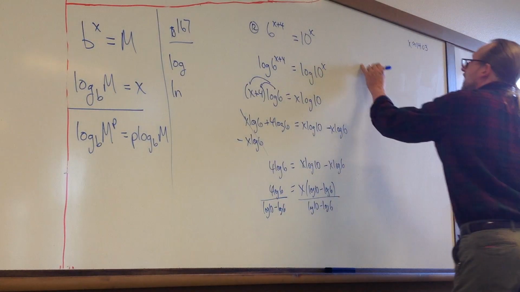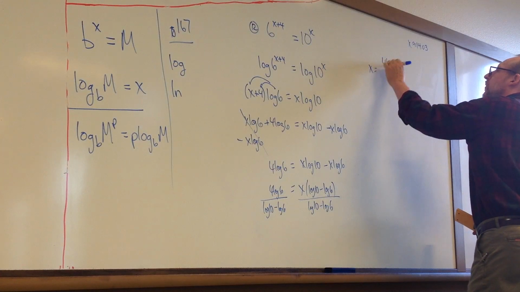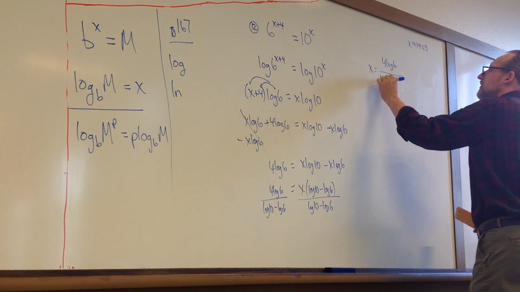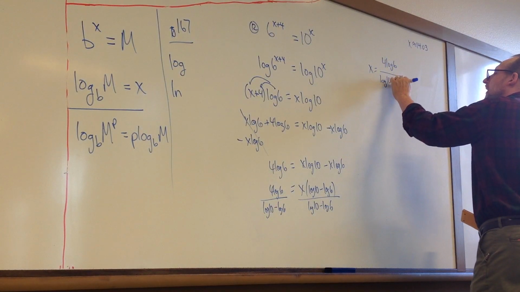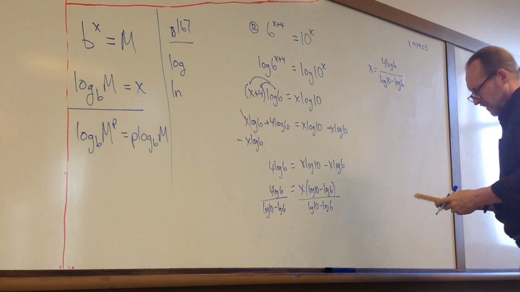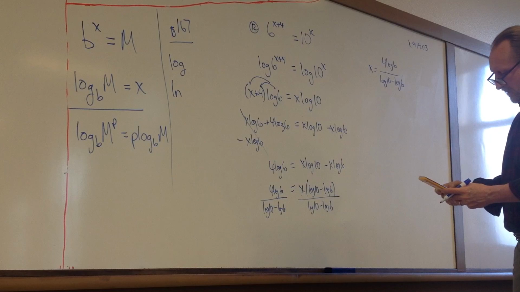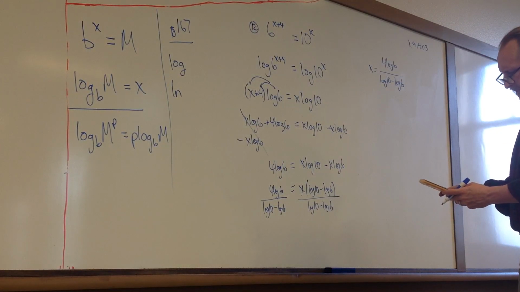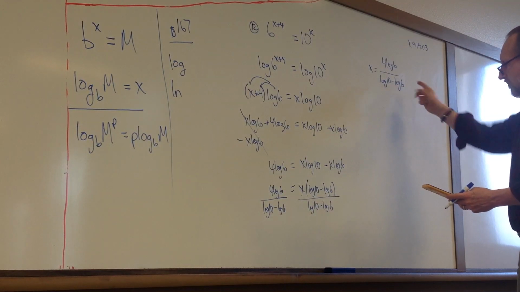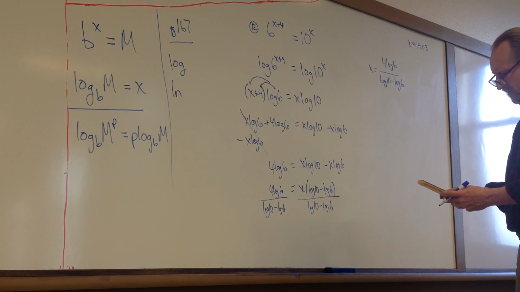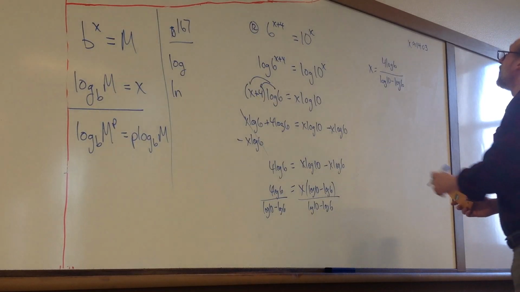And so we get x is equal to 4 log 6 divided by log 10 minus log 6. So let's make that approximation: 4 log 6, and then divided by log 10. And again, you could just type a 1 here. 1 minus log 6 would give you the same answer. And 14.03.